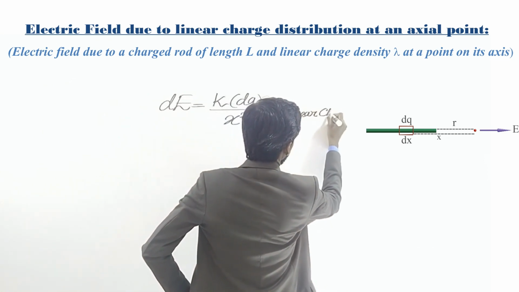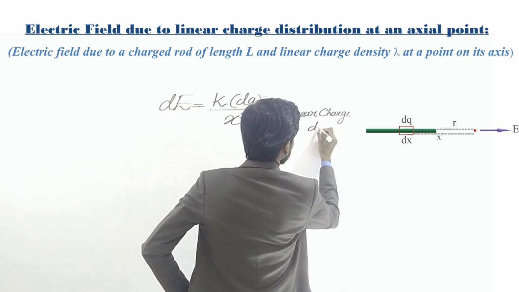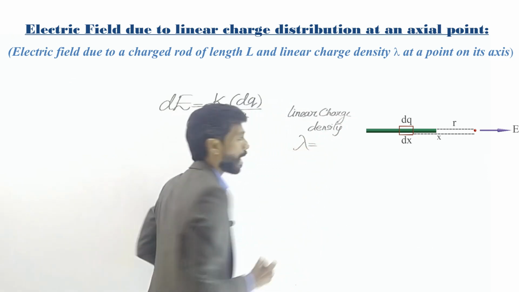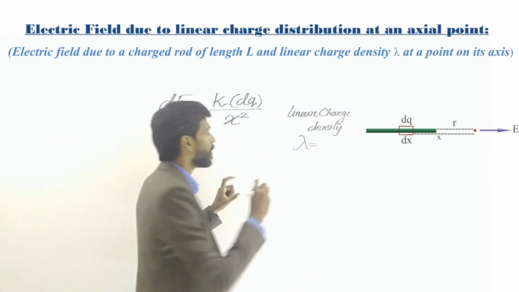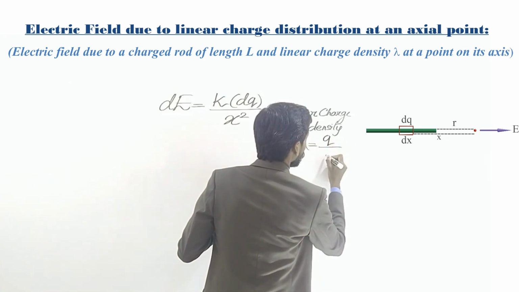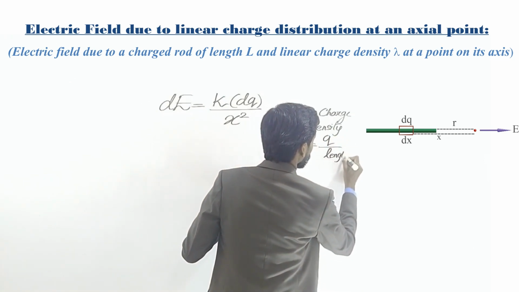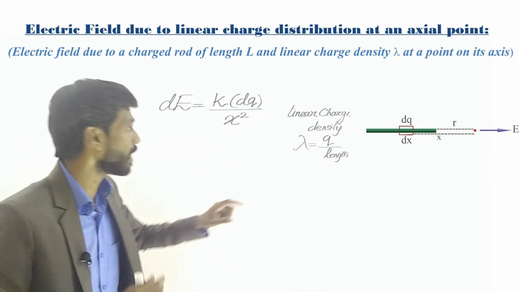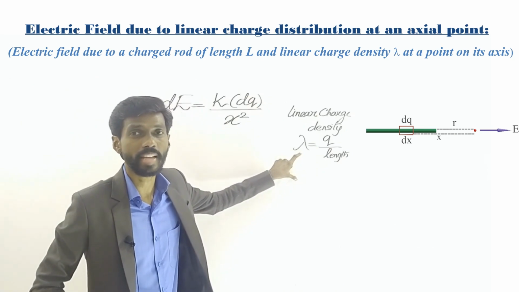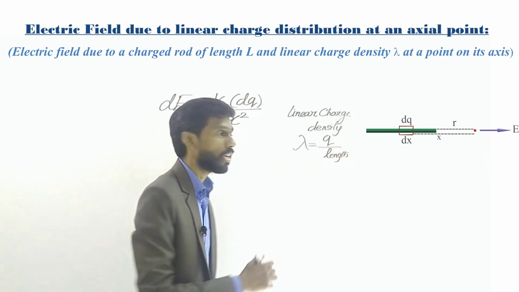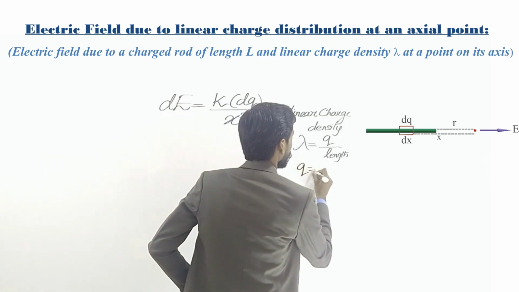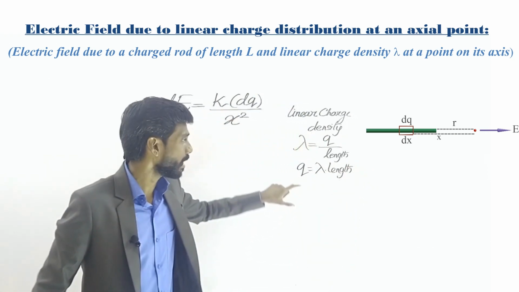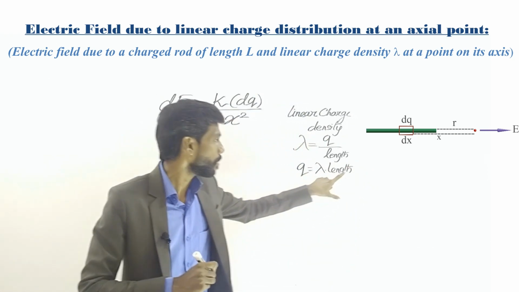Linear charge density, because the charge of the object is not given, but the linear charge density is given here. That is denoted by lambda. So lambda is the linear charge density. That is simply the charge per unit length. One unit length of the rod has what amount of charge? That is called lambda, the linear charge density. So lambda equals charge divided by length. That means if you want the charge, that equals lambda multiplied by length.